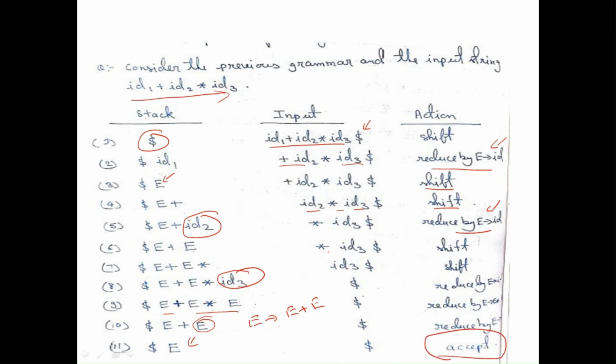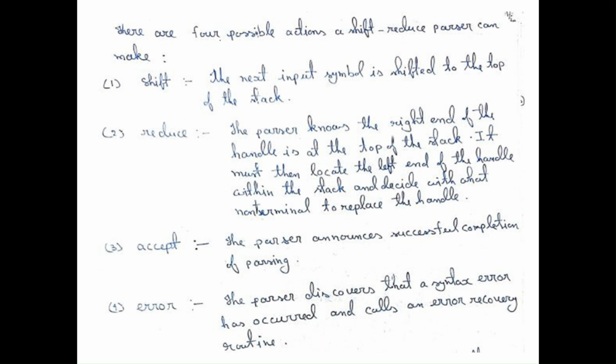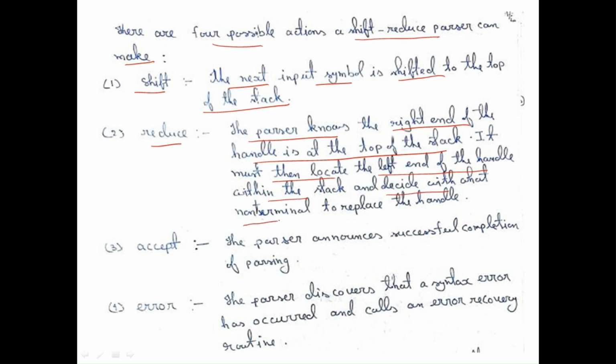Fine. So what are the four possible actions a shift reduce parser can make? Number one is shift. The next input symbol is shifted to the top of the stack. Reduce. The parser knows the right end of the handle is at the top of the stack. It must then locate the left end of the handle within the stack and decide with what non-terminal to replace the handle. As we have seen, suppose at the top of the stack this was present.